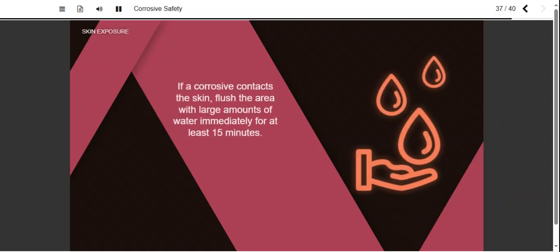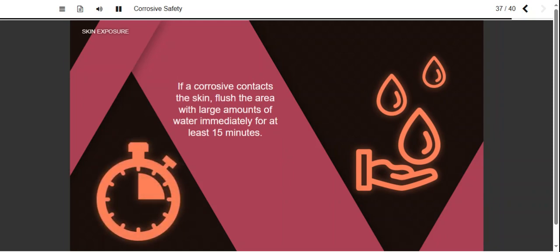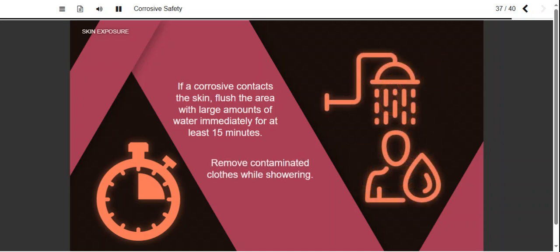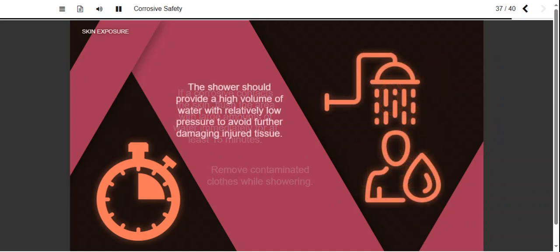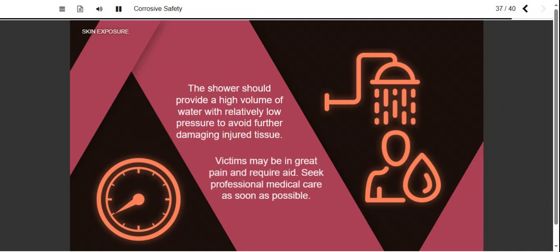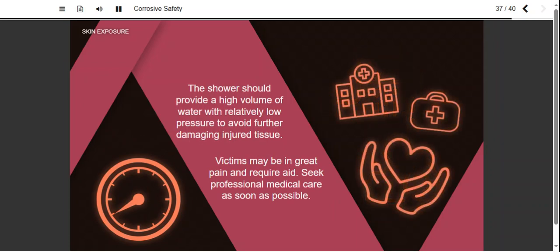Initial first aid for contact with the skin consists of flushing with large amounts of water. The application should be started as soon as possible after the exposure has occurred. Remove contaminated clothes while showering. The water should be applied with low pressure to avoid further damaging injured tissue. A victim of such an exposure may be in great pain and may require forceful aid while flushing is taking place. Seek professional medical care as soon as possible.